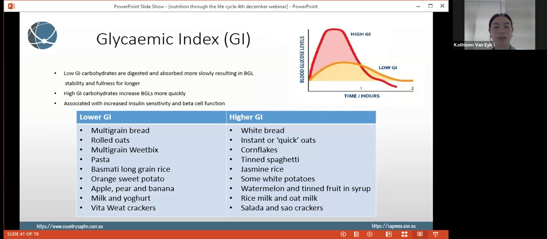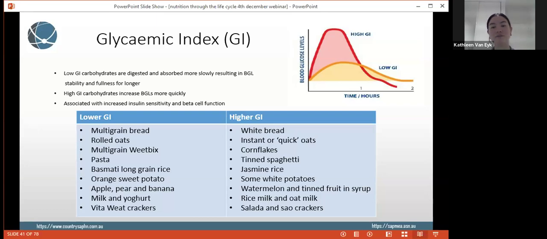So obviously the low GI foods, as Lauren said before, help to keep that nice, stable blood glucose levels. You can see with that orange line there in the graph, whereas those high GI foods cause a bit more of a spike, doesn't last very long, comes back down again, then you have that energy crash. But lower GI carbohydrates would be things like your multigrain bread, rolled oats, your multigrain Weet-Bix, pasta, surprisingly, basmati rice, and most fruits as well as dairy.